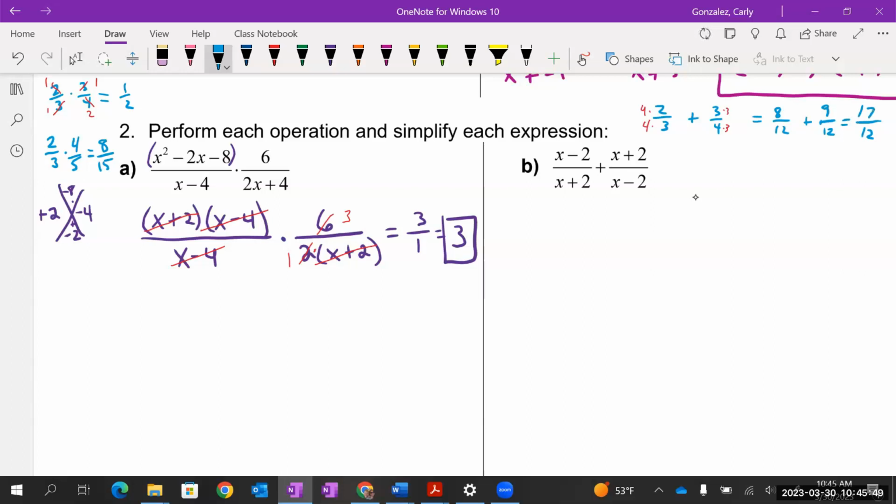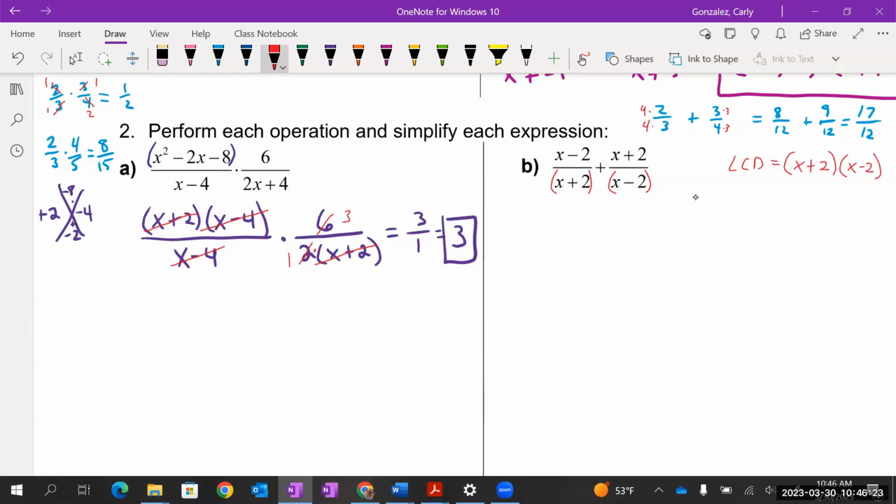Okay, so now let's put this into practice with this expression here. So we look at our denominators first. We have x plus 2 and x minus 2. And notice those have nothing in common, even though they look similar. An x plus 2 and an x minus 2 are different. We couldn't cancel those out if one was in the numerator and one was in the denominator. So our LCD will just be the product, x plus 2 times x minus 2.